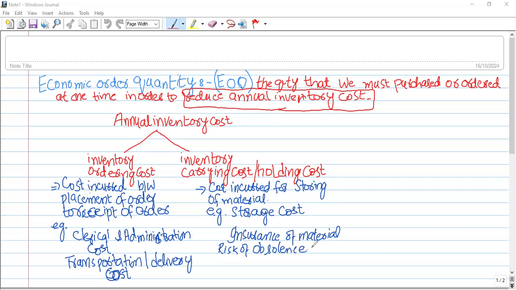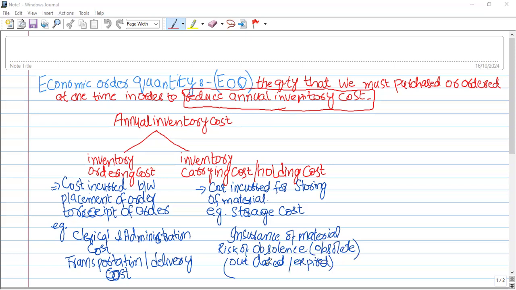It is obsolete stock cost. Outdated, it means outdated stock, expired stock. It is also included in the carrying cost. Okay, so all these costs are included in the carrying cost.